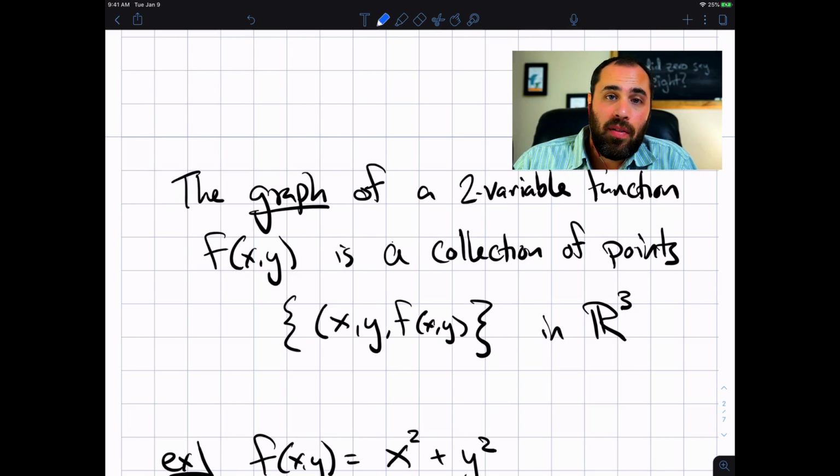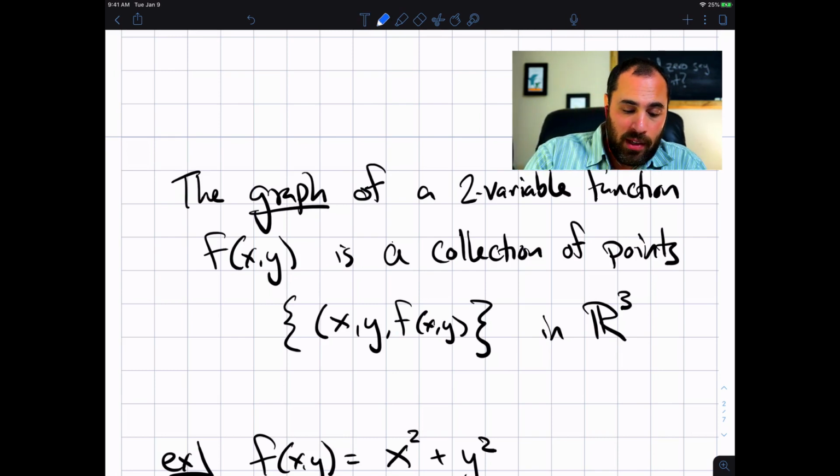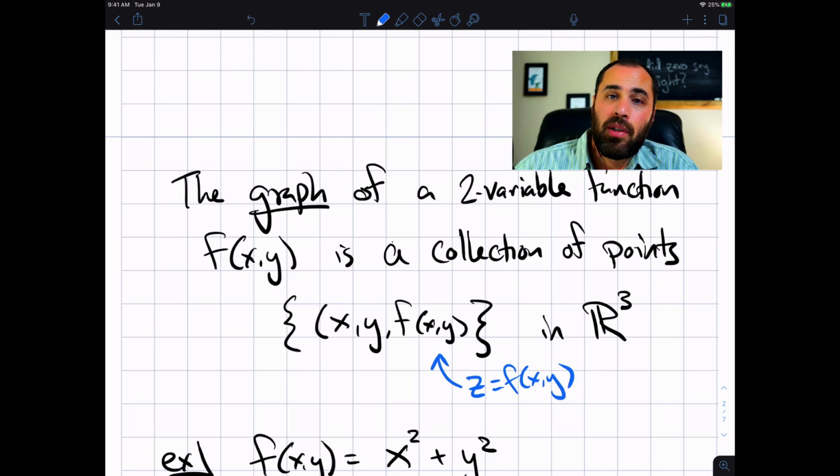Now, I'll give you the definition of a graph. We know this. We talked about it last week in terms of one input and one output. But if we've got two inputs, right here is the definition of the graph of a function. It's all the points in 3 space of the form x, y, and f of x, y. That is, in other words, the z value is equal to the output of the function f of x, y.